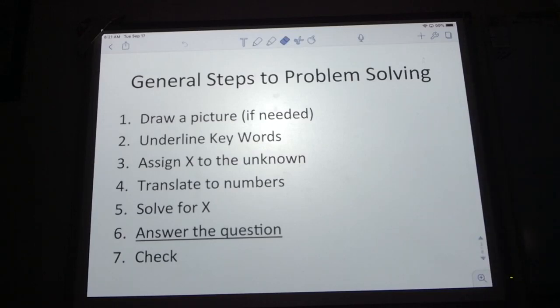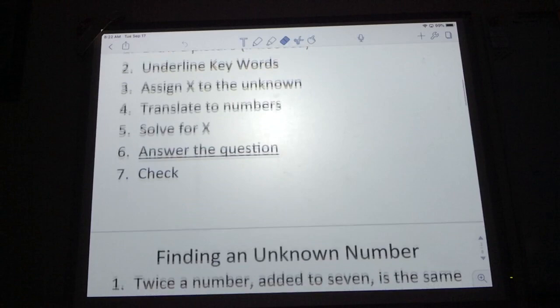So answer the question, and then we always want to check. With word problems, we want to check to see if it makes sense. If you told me that I had -5 apples, that doesn't make sense. I can't have a negative of that. It's impossible. So we always want to check that it's logical.